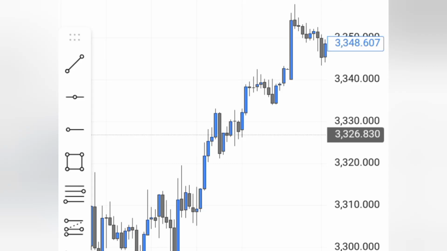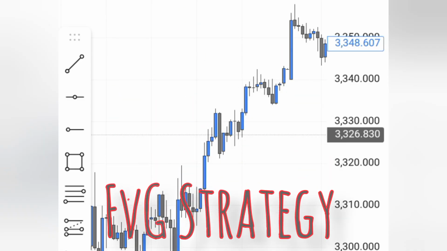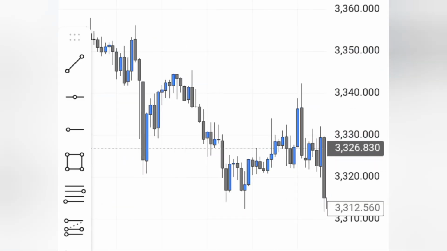Learn this one simple strategy that pro traders actually use. This is the fair value gap strategy I'm going to show you today.